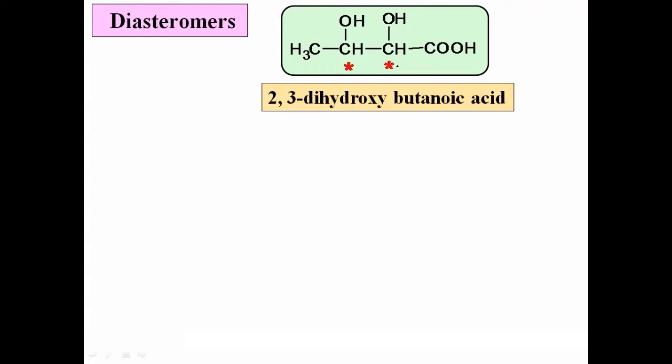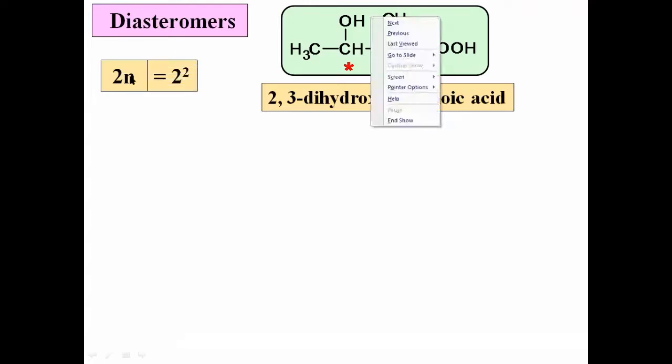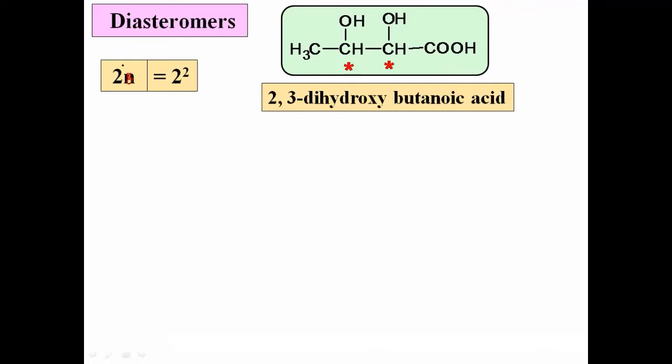Now we know that we can calculate the number of possible stereoisomers by using the formula 2 raised to n, where n is the number of chiral carbons. Here it has 2 chiral carbons. Therefore, 2 raised to 2 means there should be 4 possible stereoisomers. That 2,3-dihydroxybutanoic acid should have 4 possible stereoisomers.